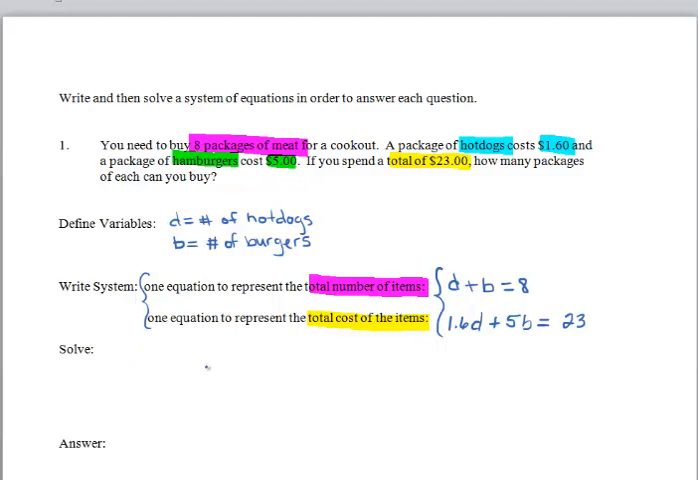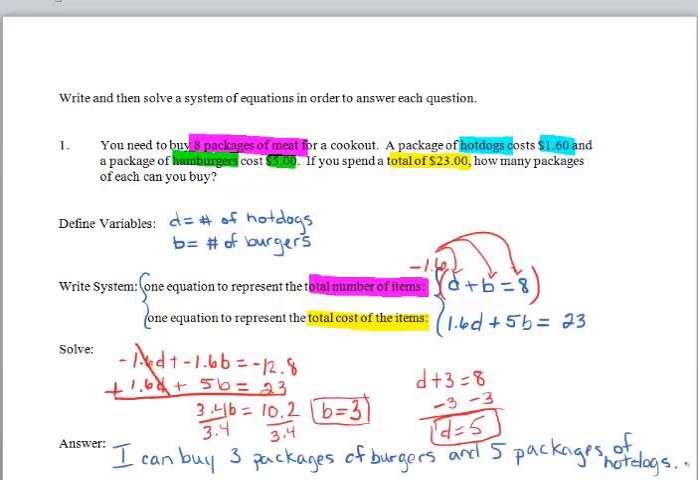So go ahead and pause the video, solve, and then check your final answer against my work, including a sentence. Okay, this format is going to always be used anytime you're talking about two different items. Every time I'm talking about two different items, you're going to define your variables, write your system using this format, the one equation to represent the total number of items, the other equation to represent the total cost, and then you'll solve. Final answer needs to be written in a sentence.